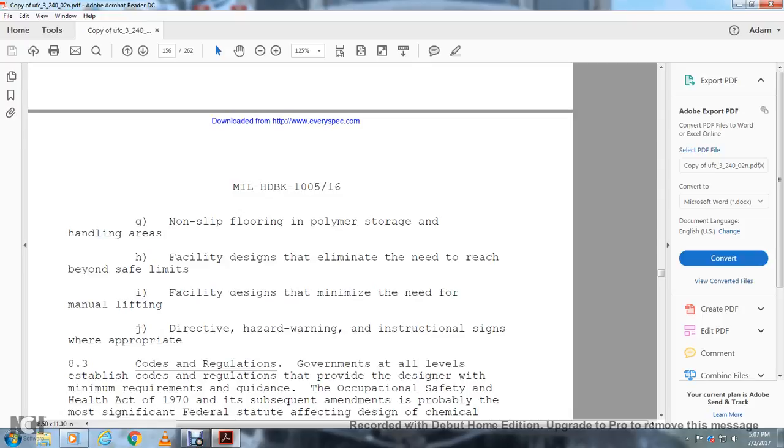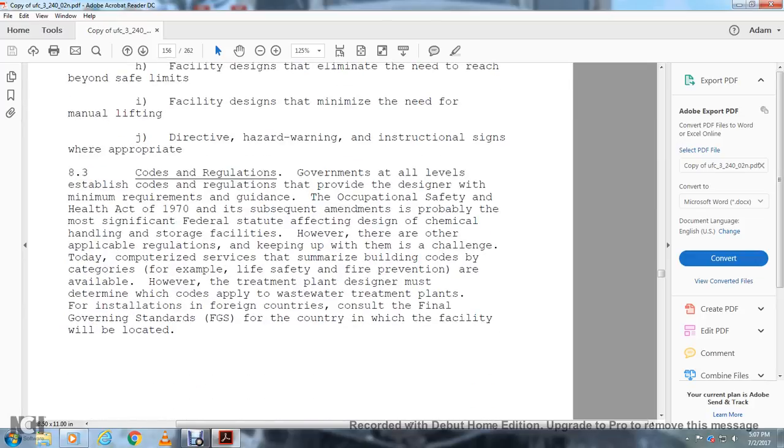Polymer storage and handling areas. Facility design should eliminate the need to reach beyond safe limits and minimize the need for manual lifting. Provide hazard warning and instructional signs when appropriate.